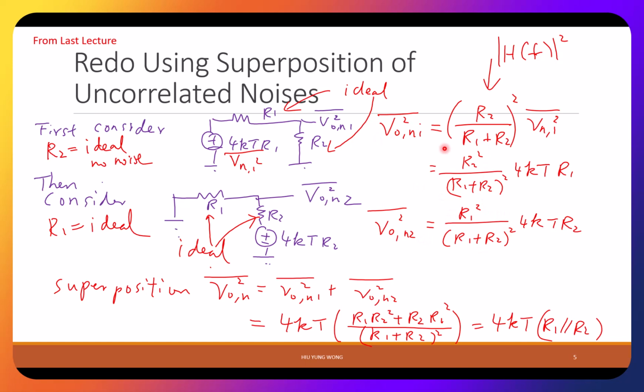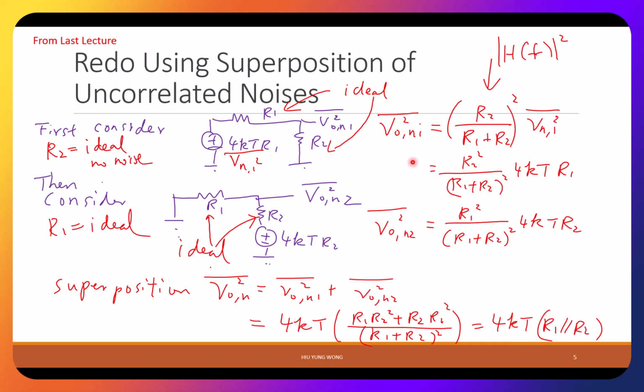So very similar to the previous result, V0 N2 squared, meaning the output noise power due to the second noise, equals this transfer function times 4kT R2. Okay, and then we use superposition to add them together.